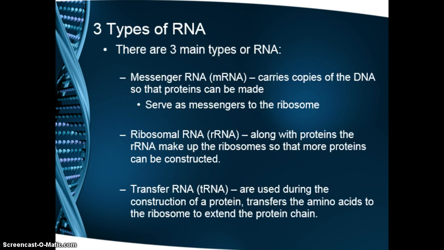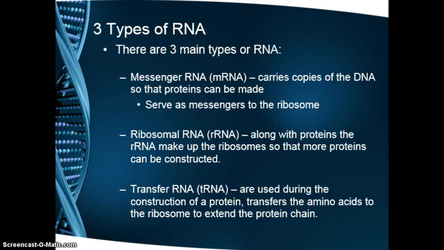There's three different types of RNA that we are going to focus on. Messenger RNA, which is often denoted as lowercase m RNA, ribosomal RNA, and transfer RNA. Messenger RNA is the one that's going to carry the copies of the DNA so that the proteins can be made. And messenger RNA, they're just messengers. They're going to send that information to the ribosome, which is going to create that protein.